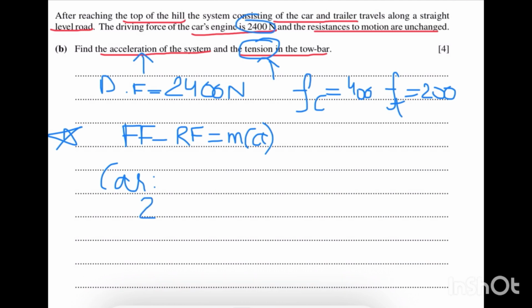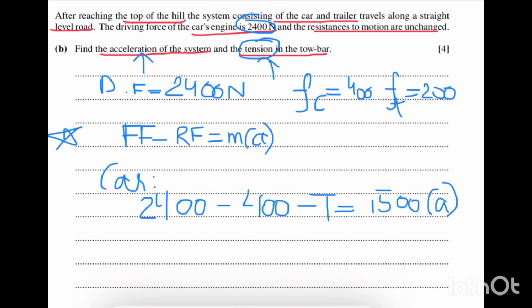So that will be 2400, and then it will also have a force of friction, which was 400, acting on it, and other than that it will have the tension, T, and its mass was 1500, and then we have the acceleration. So both the car and the trailer will have the same tension and the same acceleration since they are connected through a tow bar. Since the trailer is behind the car, the tension in the tow bar will act as a driving force for the trailer and it helps it move forward.